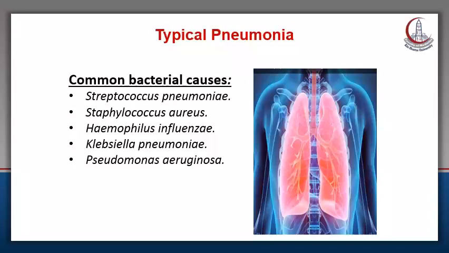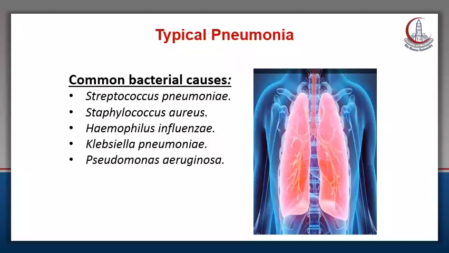Okay, pneumonia is classified according to the clinical presentation into typical and atypical. Typical pneumonia has rapid onset, more severe symptoms, productive cough, and dense consolidation on the chest X-ray. But atypical pneumonia has slower onset, less severe symptoms, non-productive cough, and patchy interstitial opacities on the chest X-ray.